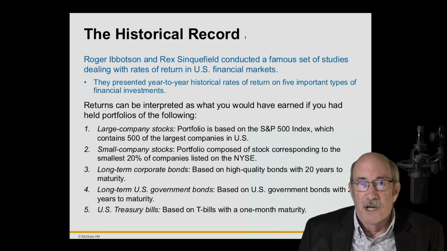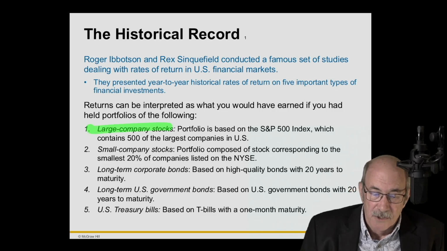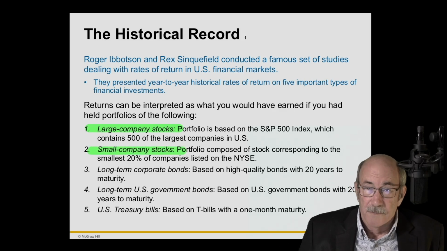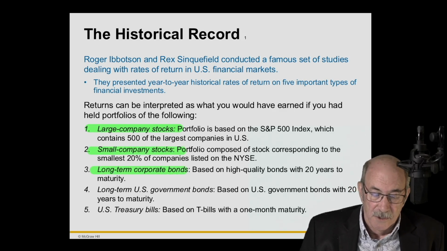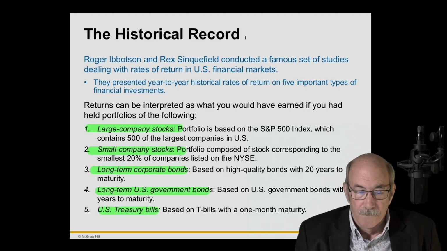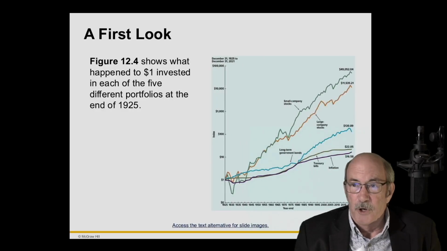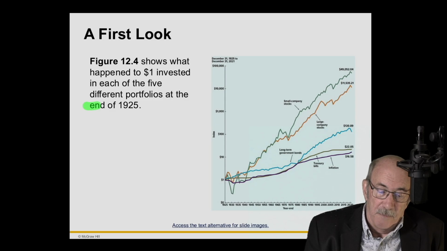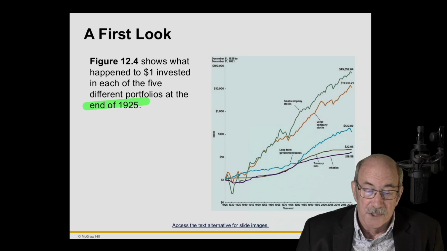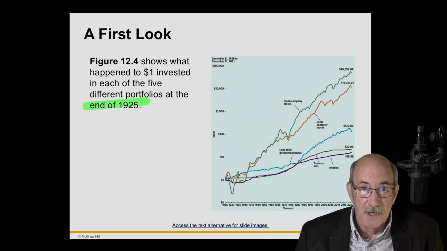This particular division looks at large company stocks, the large cap, small company stocks, long-term corporate bonds, long-term government bonds, U.S. Treasuries, and then we're actually going to throw in inflation as well. So here we've put all of these together onto one chart. Note that the beginning period here is 1925 and we end in 2020. So we have nearly 100 years of data here.